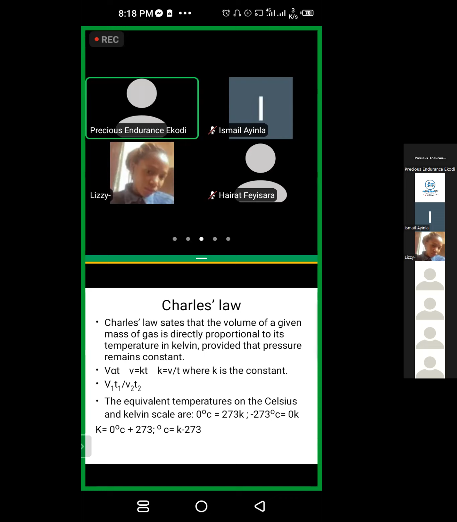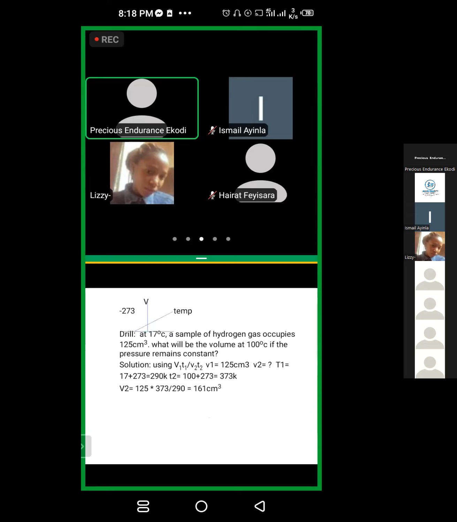I'm sure we can see it in the slide there. K minus 273. By the time you do that, you have 10. Now, this is what the graph looks like. It is moving from negative to positive, from minus 273 up to the positive side, on your x-axis, while on your y-axis, we have the volume.